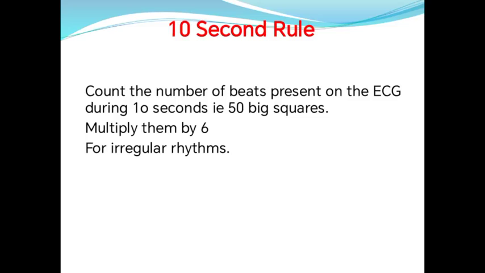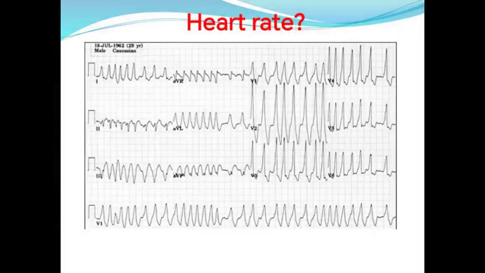10 seconds means 50 big squares, right? Because 1 second equals how much? 1 second equals 5 big squares. So 10 seconds equals 50 big squares. This is 10 seconds. We need 60 seconds, so we multiply this by 6. This equals 60 seconds. That's 1 minute. Simple.